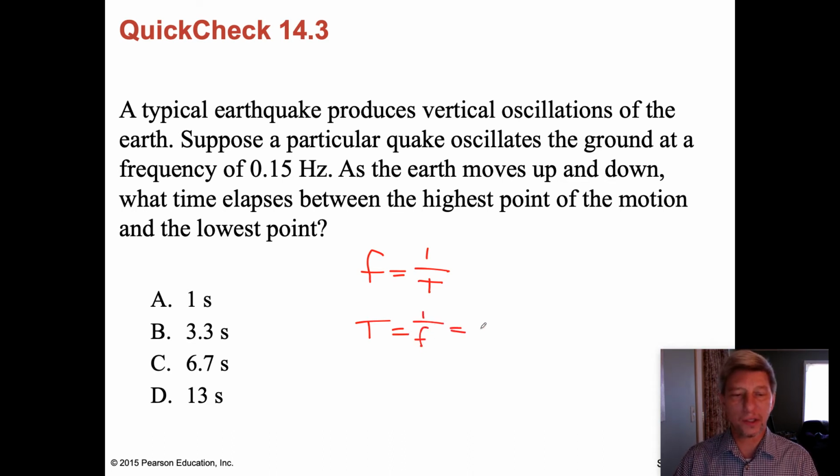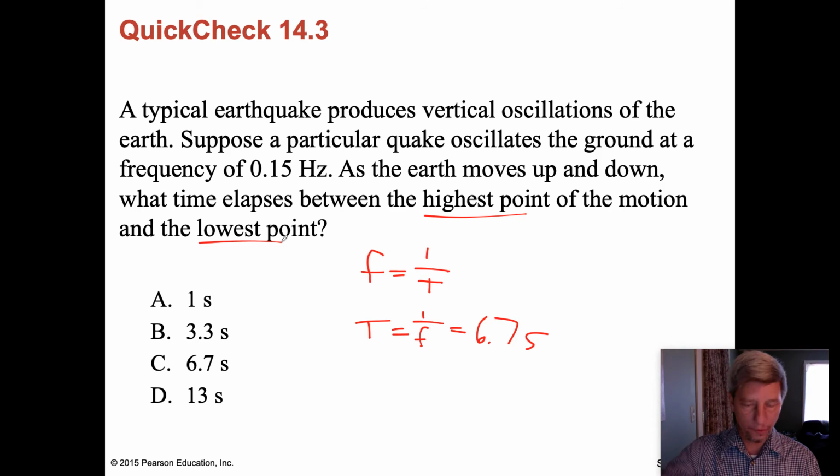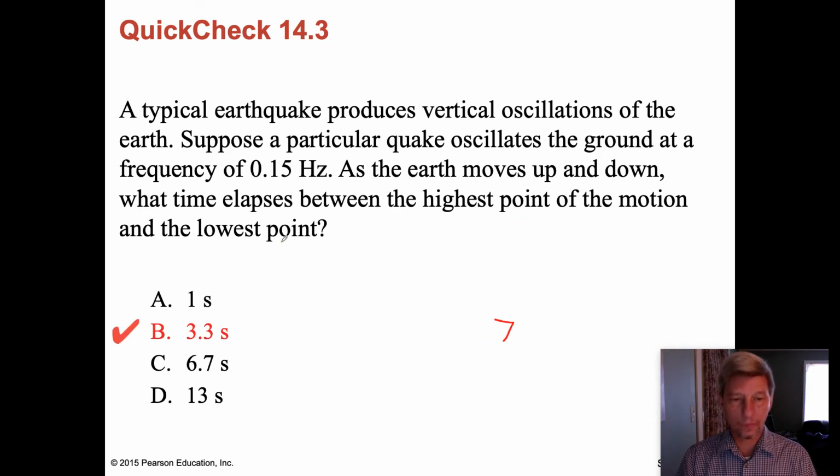That's going to give us about 6.6666, or whoops, 7 seconds. However, that's not the answer, because we're going from the highest point to the lowest point, and so that's only half of an oscillation, and half of 6.66666 is 3.3333 seconds. All right, and so there is our answer here.